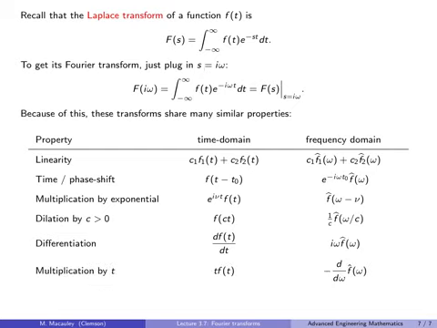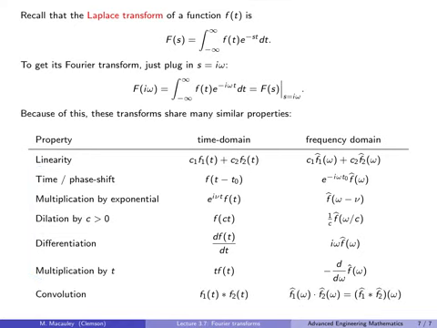The next property is dual to differentiation, just like how the time and phase shift is dual to multiplication. The previous one, derivatives in the time domain, corresponded to multiplication in the frequency domain. And now this one is the reverse of that. If you multiply by t in the time domain, that carries over as a derivative in the frequency domain, a negative derivative.